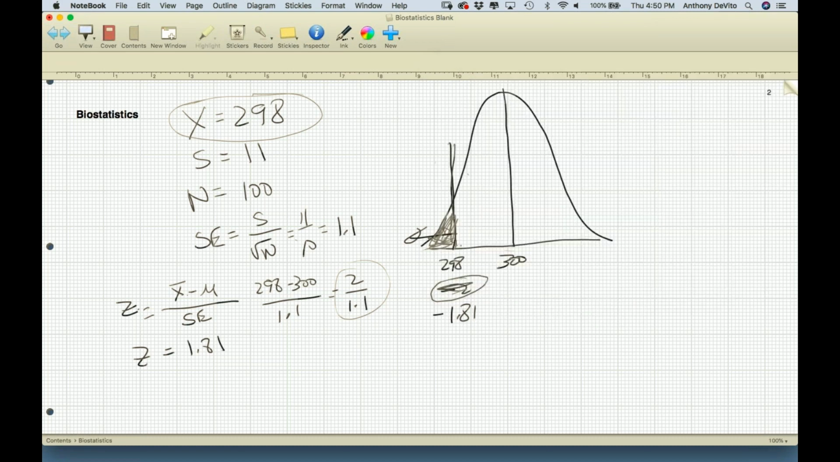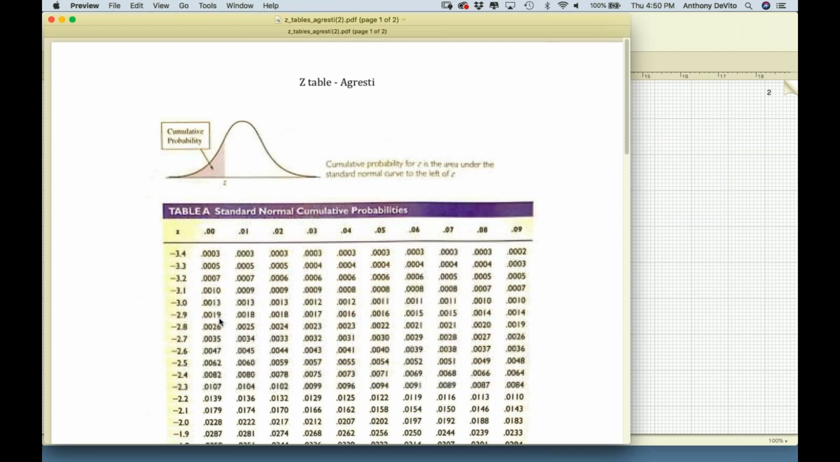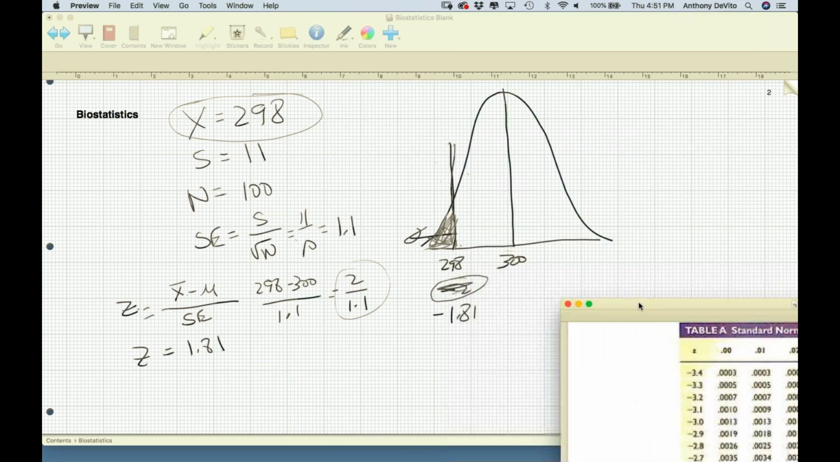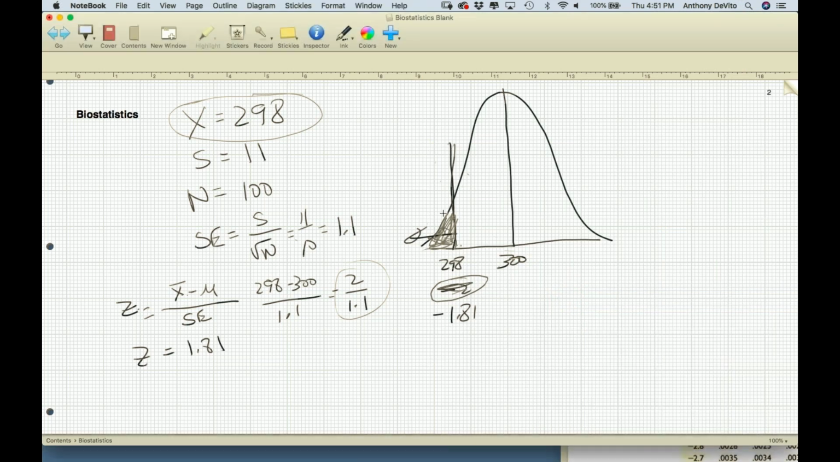Okay, so I go to my Z table, and negative 1.81 represents an area of 3.5%, 0.035 I'm going to use. So this area over here is 0.035, 3.5%. It's just as likely if I had taken a sample that I would have missed the mean on the high end as on the low end, right? Just chance that I happen to get 298 instead of 302. So that's 3.5% over here.